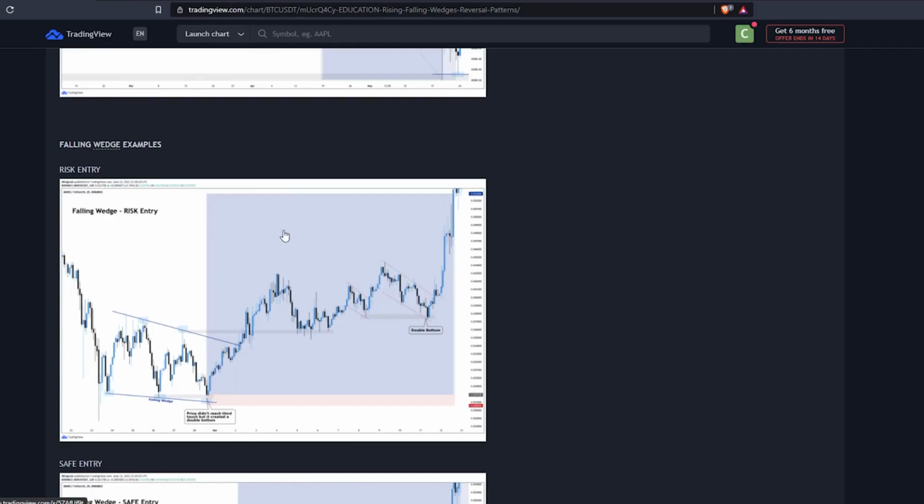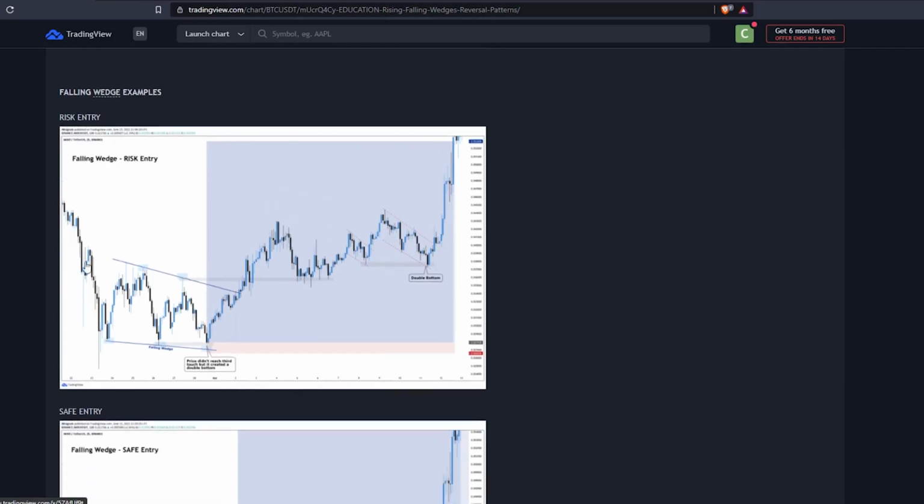So here's the falling wedge risk entry. The same thing happens. We've got a downtrend. We start to see how we're getting lower highs and lower lows. Around about here is where we would take our entry point for a risk entry.